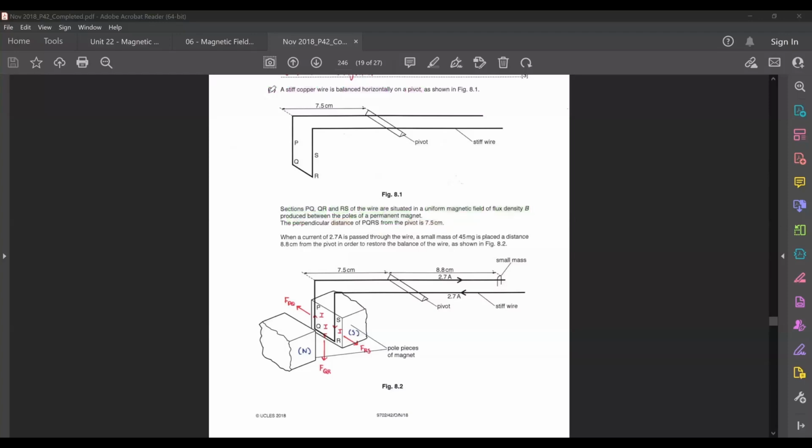As for the next part in B, you have a stiff copper wire that is balanced horizontally on the pivot as shown in the figure below. Sections PQ, QR, and RS of the wire are situated inside a uniform magnetic field of flux density B produced between the poles of a permanent magnet. The perpendicular distance of PQRS from the pivot is 7.5 centimeter. When a current of 2.7 amp is passed through the wire, a small mass of 45 milligram is placed at a distance of 8.8 centimeter from the pivot in order to restore the balance of the wire as shown in the figure below.